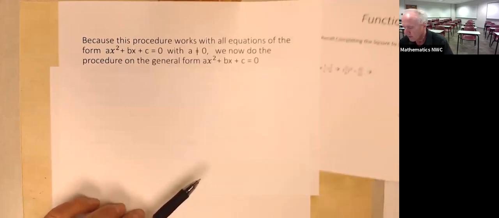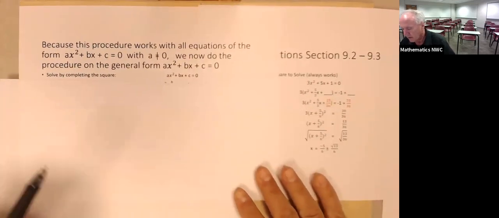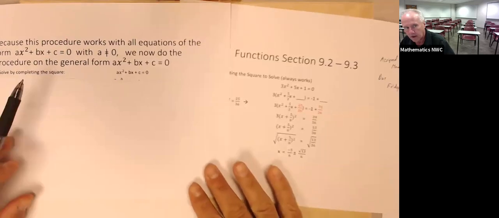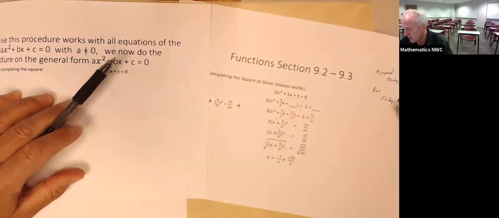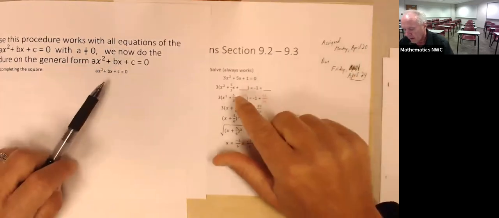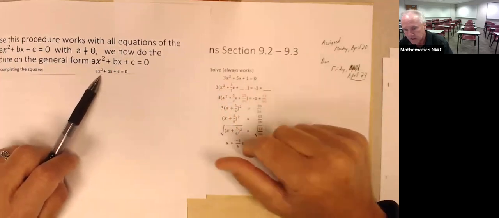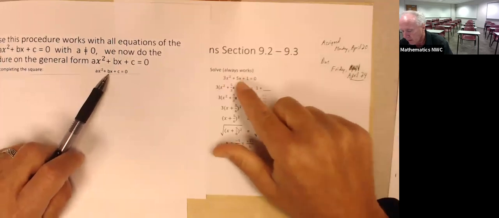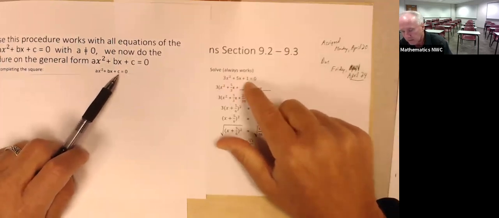To help you kind of follow along, I'm going to put the other form over here. And I hope that you'll be able to kind of see as I'm moving along. Here I have ax squared instead of 3x squared. This is the one we just did. Bx instead of 5x. C instead of 1.